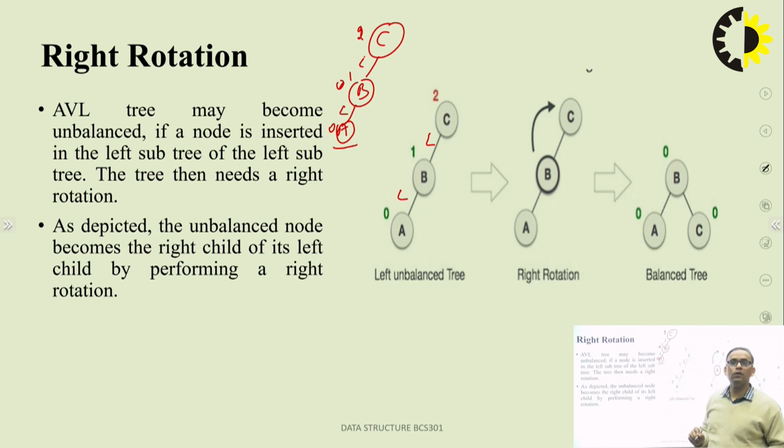So when a particular node is inserted in the left subtree of the current node and the tree becomes unbalanced, then we need to perform the right rotation. So here what we do is rotate this tree towards the right direction. When we rotate it, B becomes the parent, A will be the left child of B, and C will be the right child of B. So here the balance factor of each node is 0. Now this is a balanced tree.